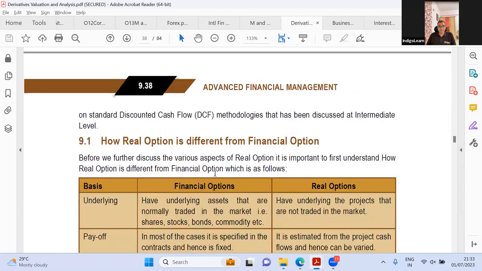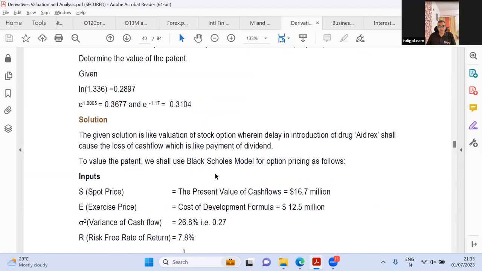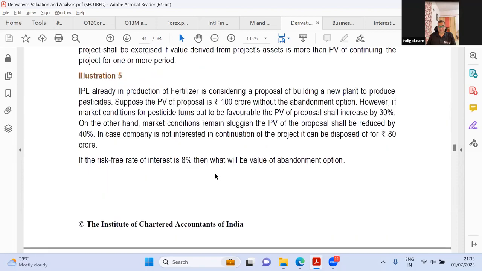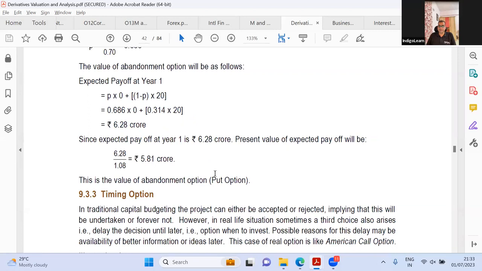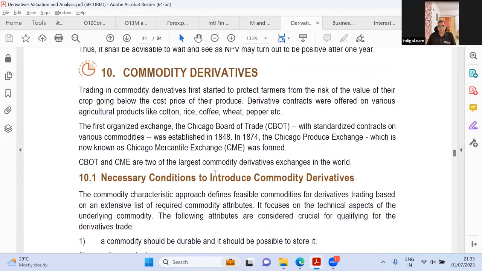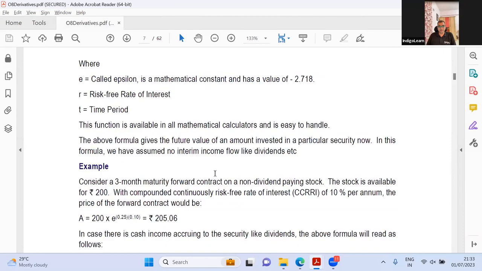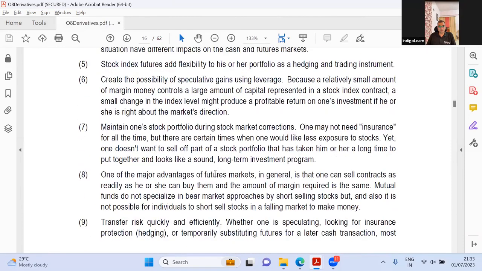Real options. What is real option? Valuation of real options. They've given a question on real options. This is very interesting. So this is the new topic that has been added. Abandonment option. This is also very good. Where there is a sunk cost and you leave it and all that. Timing option. When you choose time. Commodity derivatives. Let us see what is there in commodity derivatives. Do we have anything here in commodity derivatives? Binomial. After that, in old syllabus.